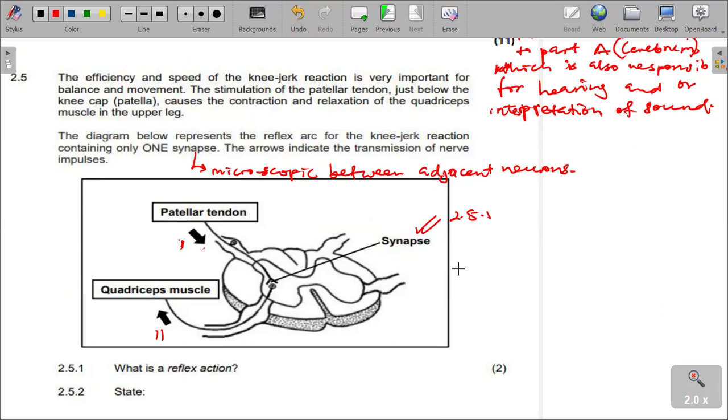A reflex action is defined as a rapid involuntary response to a stimulus. For instance, when you are walking and step on a sharp object, the transmission of impulses takes place and the response, which is involuntary, to that stimulus is what you call a reflex action.